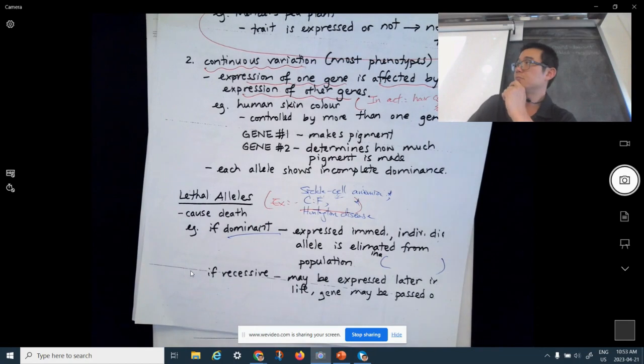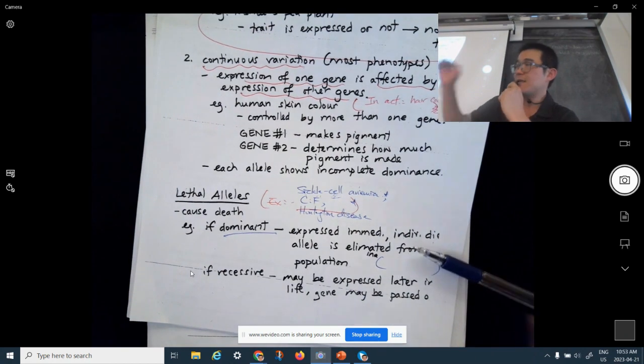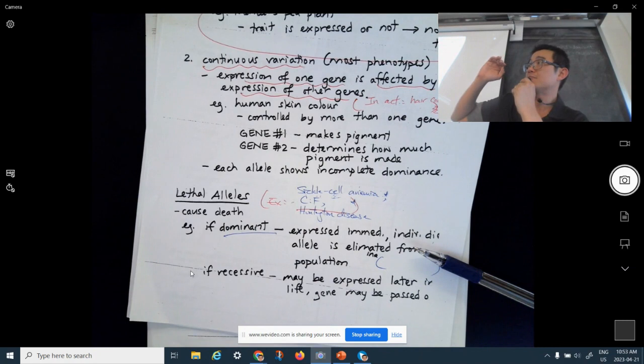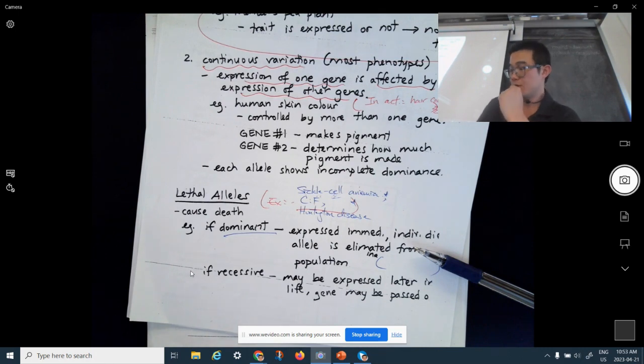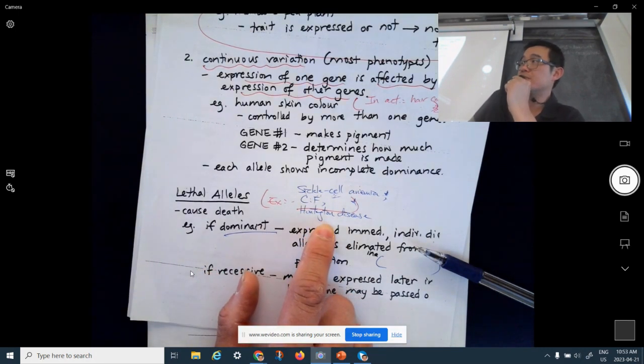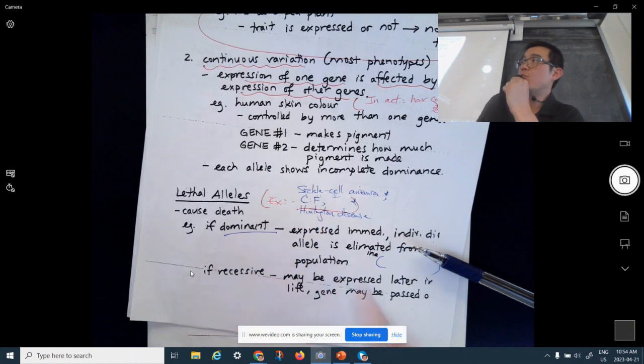Yes? So did you say that if dominant, they'd be eliminated, or they get it later on? No, if it is expressed early on, a lot of times in utero, then that individual won't even be carried to term. There are some situations, like Huntington disease, which is a dominant allele, a dominant trait, so autosomal dominant, but it won't show up until way after puberty.